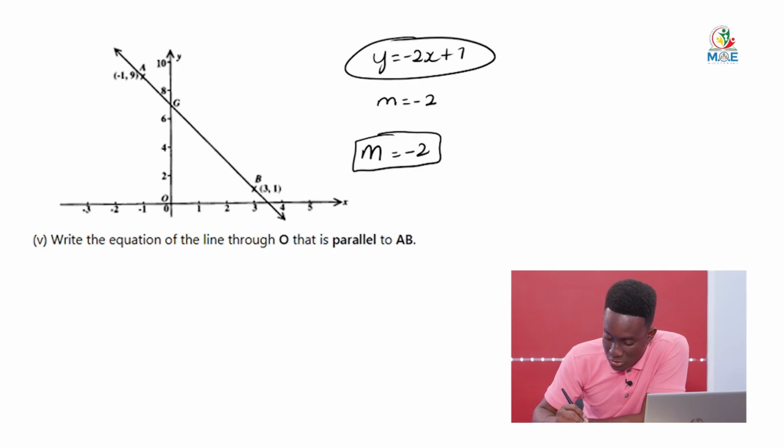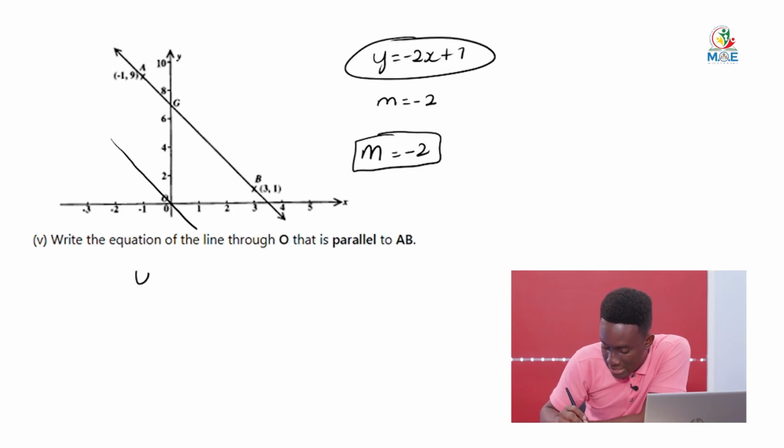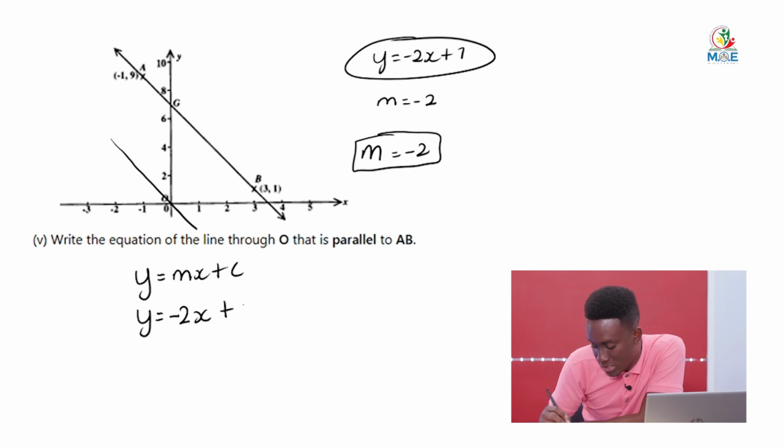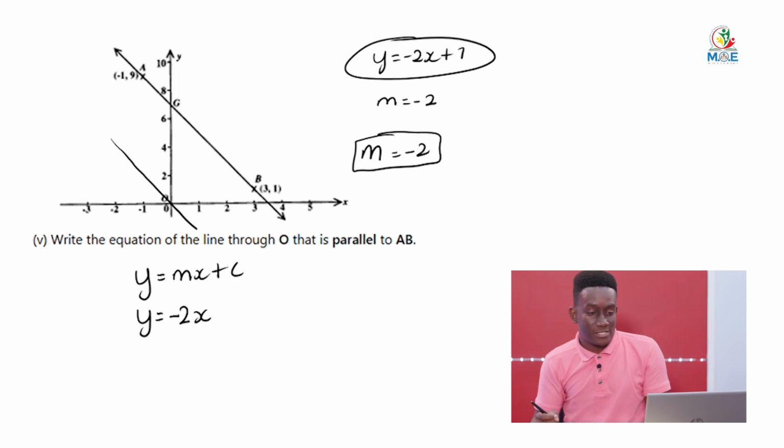And it passes through O again. So if it passes through O, it will look something like this because it's parallel. The gradient of this line is negative 2. We know the general form is y equals mx plus c, so the equation would be y equals negative 2x plus c. Once again, it passes through 0 on the y-axis, so this is plus 0, or we can just leave it as y equals negative 2x.